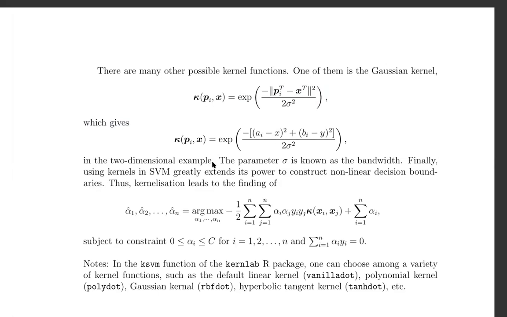In the two-dimensional case, basically it reduces to this, right? This looks a bit like your product of Gaussian densities, without the constant. So sometimes if you make a transformation of your data using the Gaussian kernel, it may go to a space where it's linearly separable.